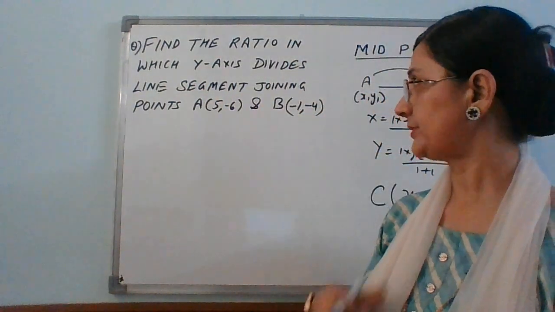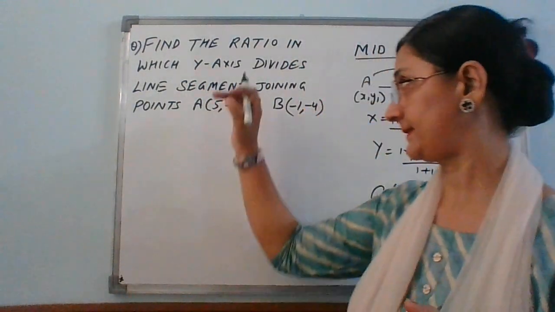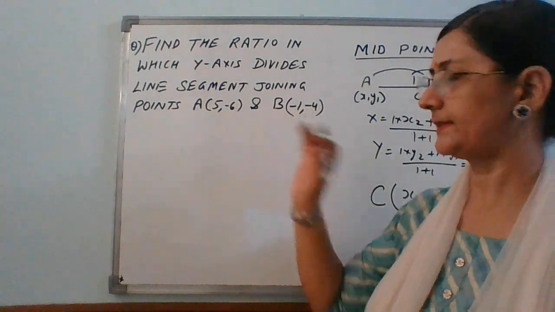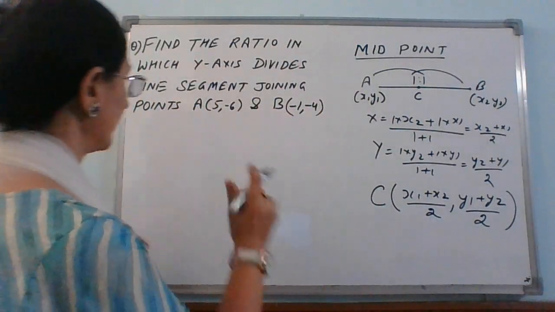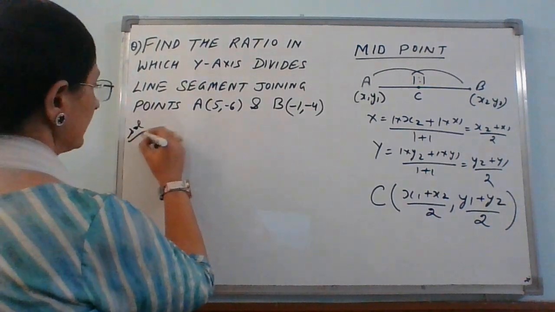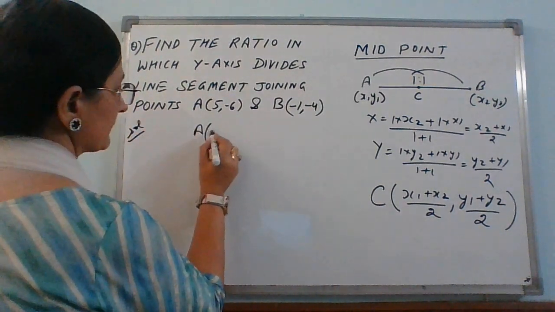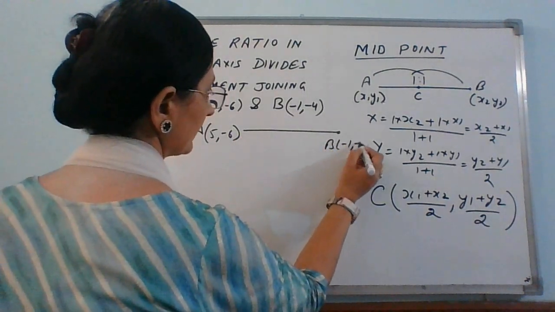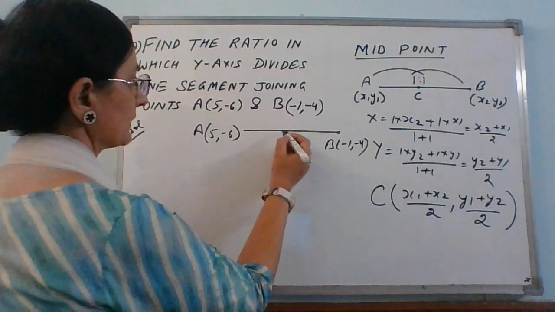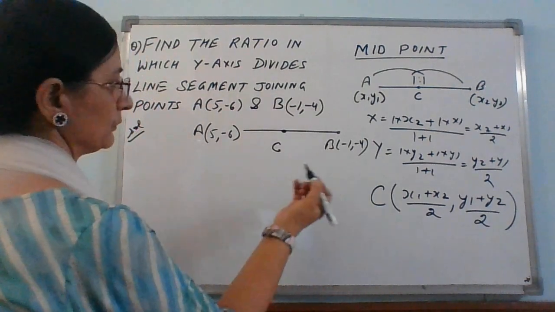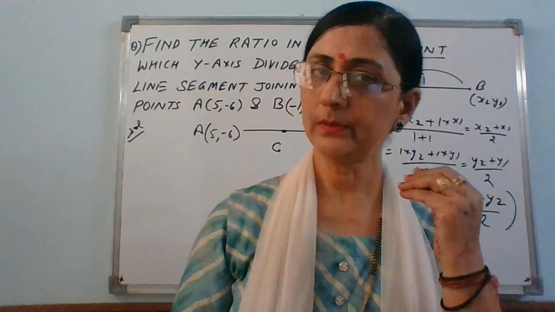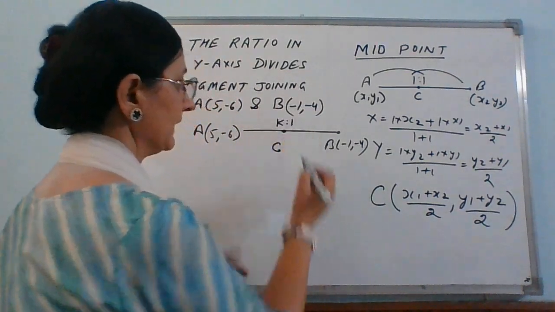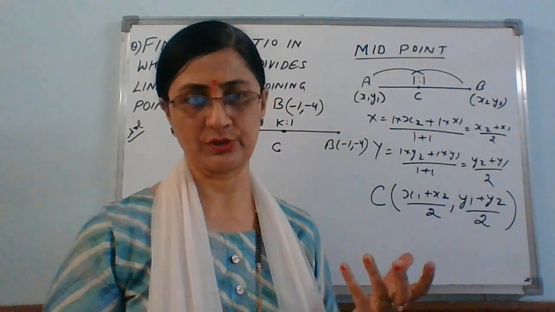Okay, now students, let us do one question here related to this only section formula. Find the ratio in which y axis divides the line segment joining the points this and this. Now here we have two corner points here, right? Solution. Now A point is 5, -6, and the B point is -1, -4, right? Now this point here, suppose it is C. We have to find the ratio. Whenever you have to find the ratio, you just write here K ratio 1. K की कुछ value आएगी, वो ratio हो जाएगी, right?